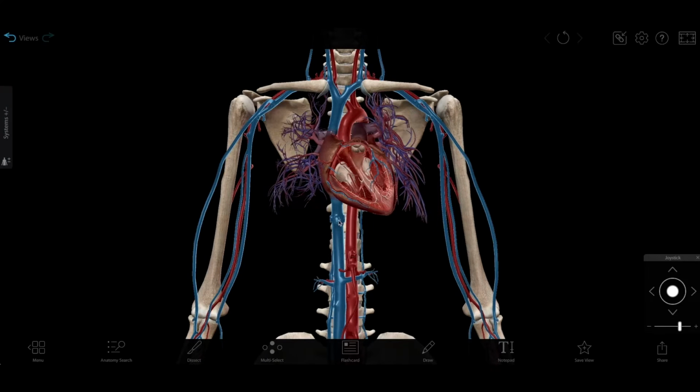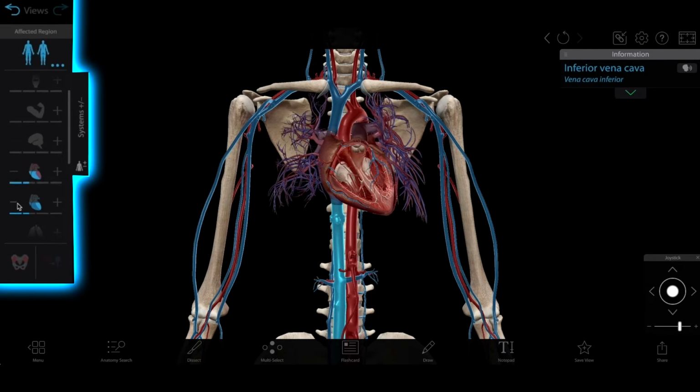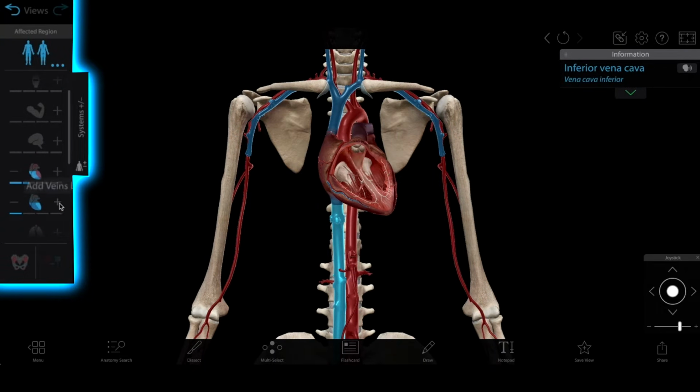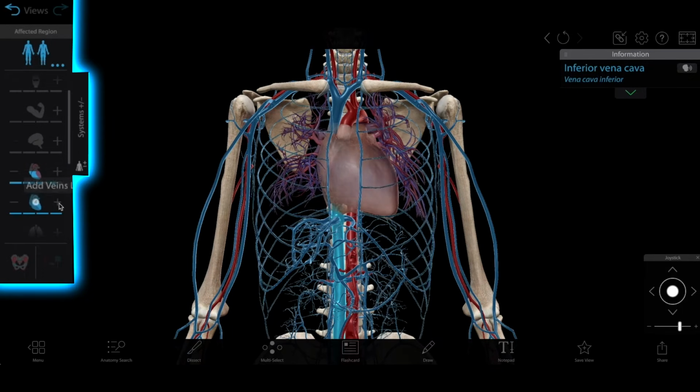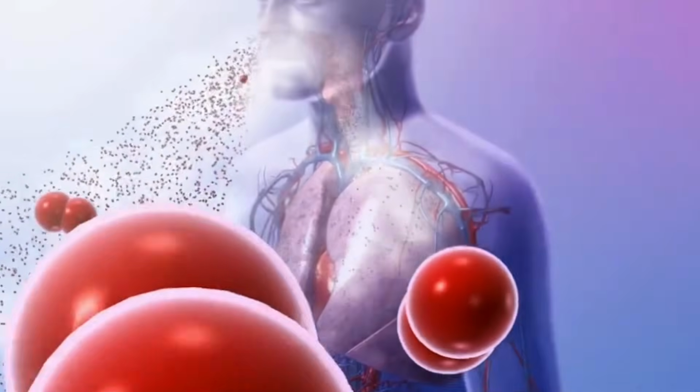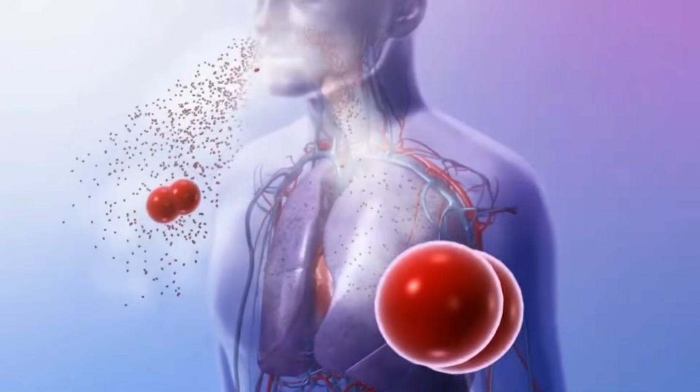Ultimately, all deoxygenated blood from the body ends up flowing back to the heart through the superior vena cava or inferior vena cava. Just like with the arteries, you can add and remove veins from any gross anatomy 3D view using the Systems tray. And those are the basics of pulmonary and systemic circulation.